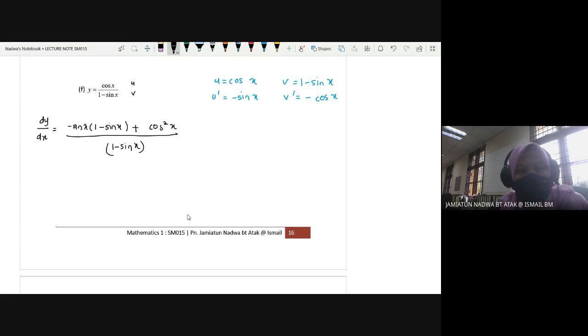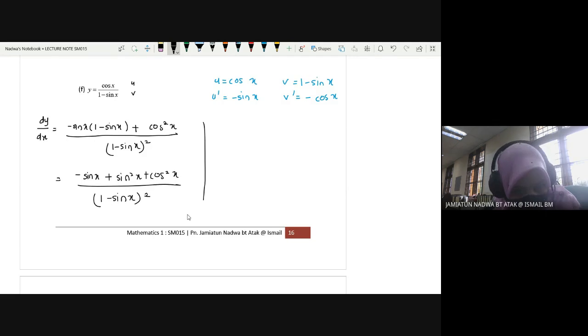Okay, so saya dah masukkan sambil-sambil saya bebel tadi, saya dah masukkan dalam VU prime minus UV prime. UV prime adalah negative cos squared, tapi sebab negatif jumpa negatif tu jadi positif ya dekat sini. And then this one we can simplify further, negative sin x plus sin squared x plus cos squared x over 1 minus sin x kuasa 2, which here we can simplify it because sin squared plus cos squared is equals to 1. We know that from trigonometric identities.